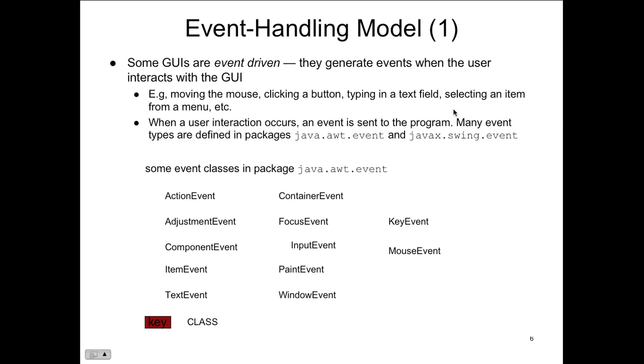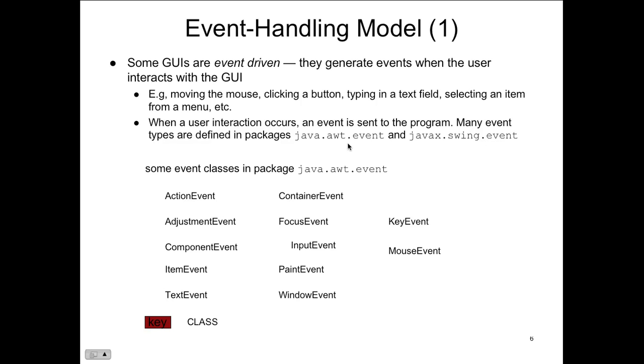moving the mouse, clicking a button, typing in a text field, selecting an item from a menu. It's all event-driven. So when a user interaction occurs, an event is sent to the program. Many event types are defined in the package event. So we actually have java.awt.event, and then we have javax.swing.event. We can catch it at a Swing level, or we also can catch it at an AWT level.